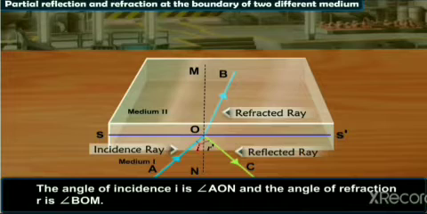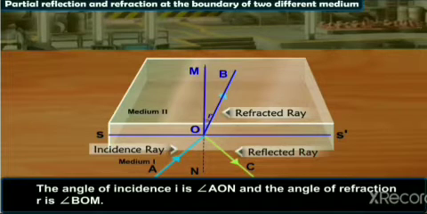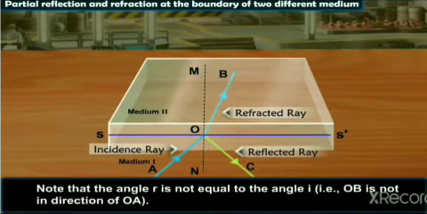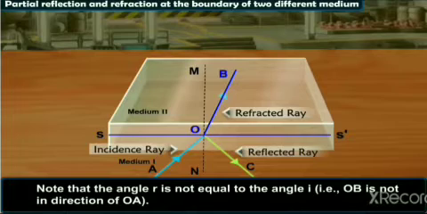The angle of incidence i is angle AON, and the angle of refraction r is angle BOM. Note that the angle r is not equal to the angle i, that is, OB is not in the direction of OA.